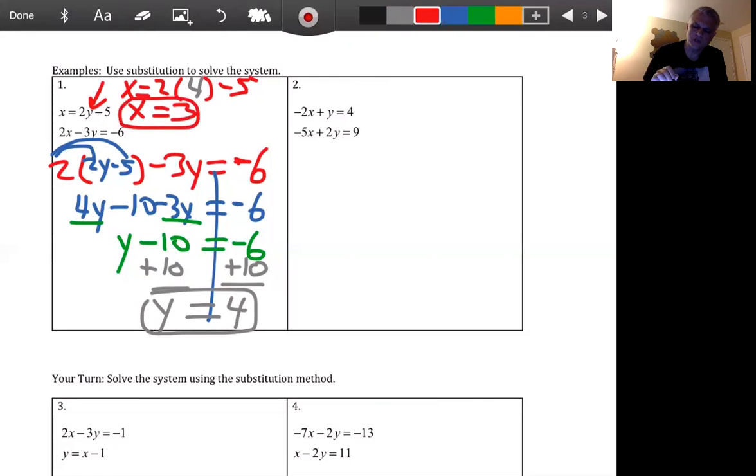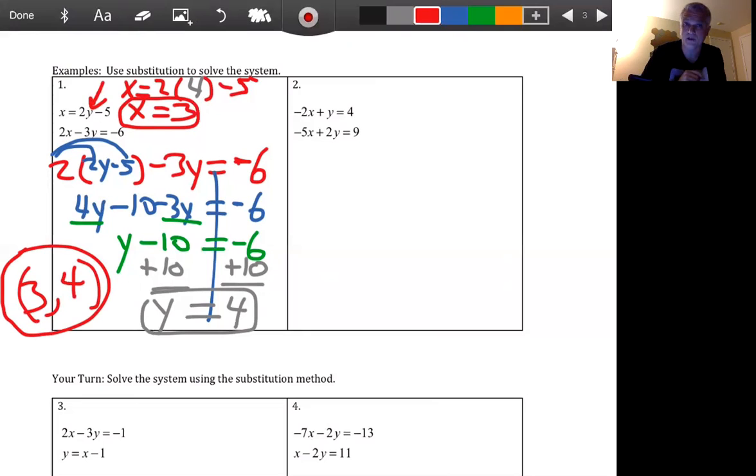Okay, check your answer. Go back in here. 2 times 4 is 8, minus 5 is 3. 3 equals 3. 2 times 3 is 6, minus 4 times 3 is 12. 6 minus 12 is negative 6. So if you go back and check, you do get that it works in both equations. So (3, 4) is your solution. That is the point where these two lines would intersect if we graphed them.